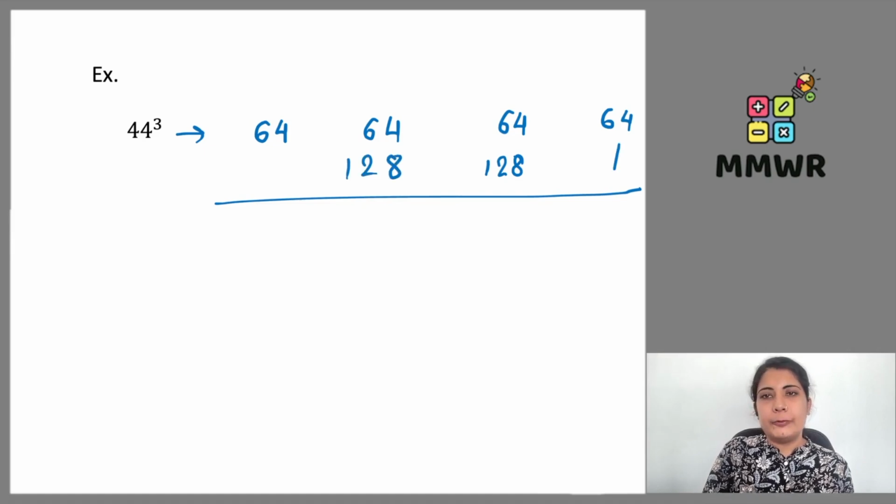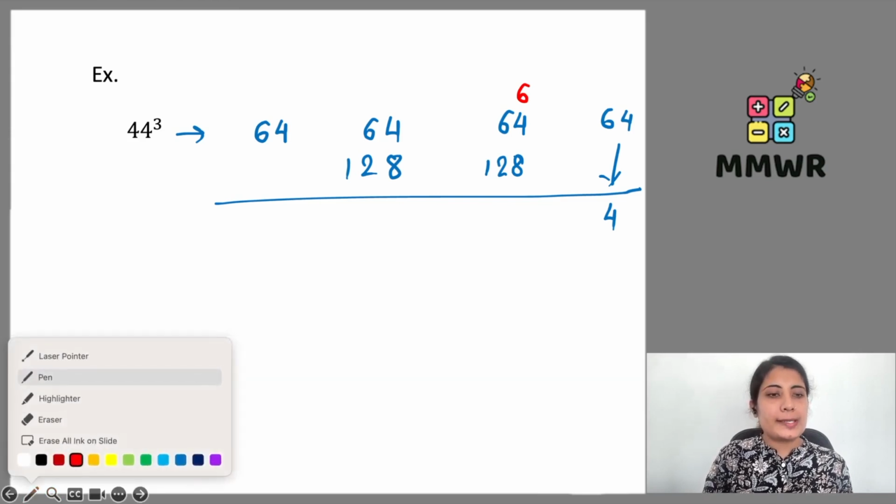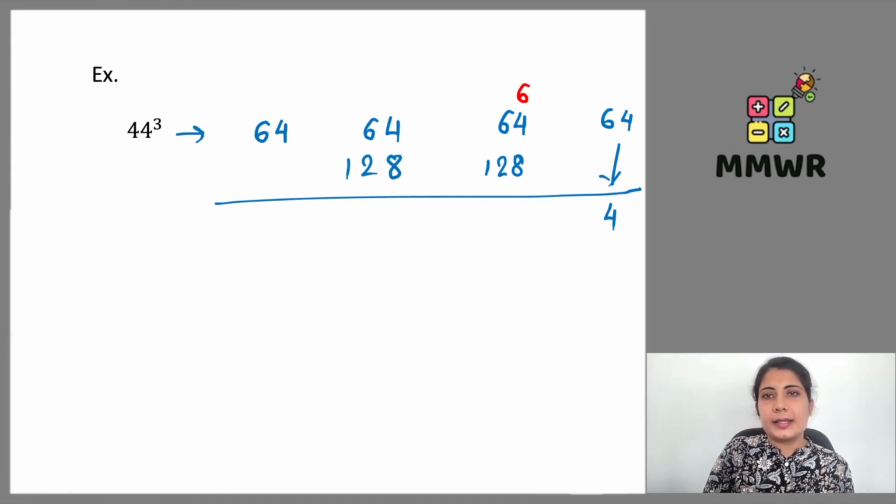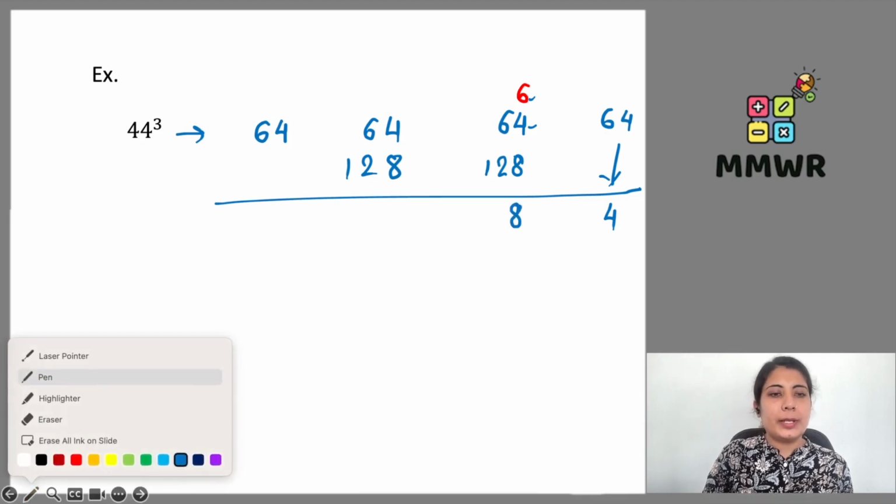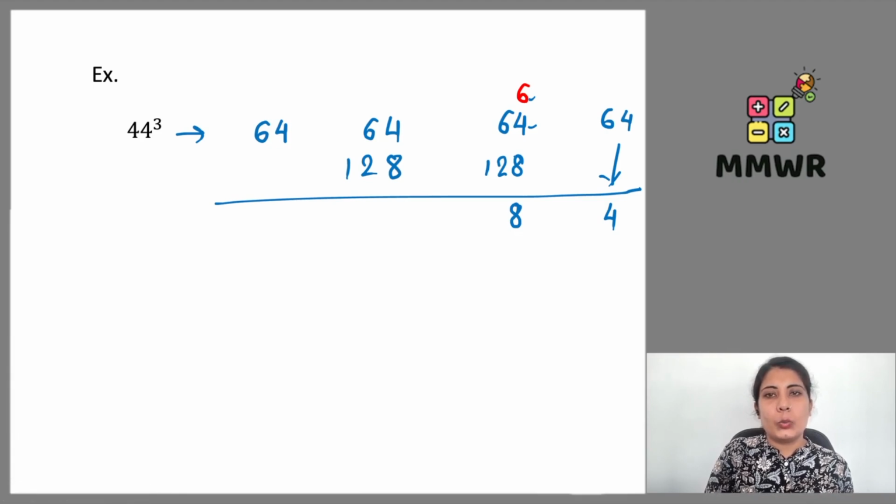128. Now 4 I will be keeping here only and 6 I will be forwarding to the next column, right? Now 4 plus 6 plus 8. This is 6 plus 4, 10. 10 plus 8 is 18. So 8 I will keep and carry forwarding 1 here. So 1 plus 6 plus 12. 12 plus 6, 18. 18 plus 1, 19. So I have written 9 now.